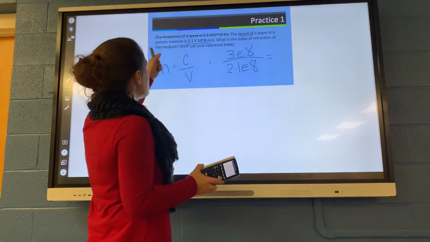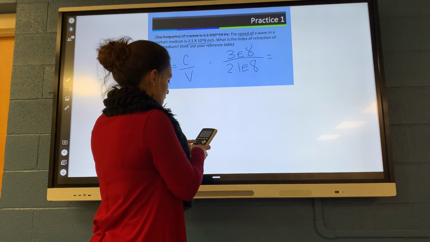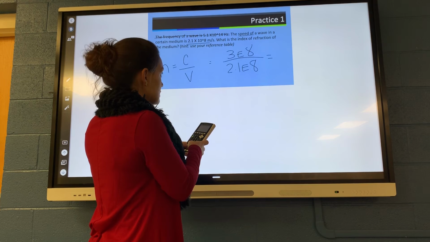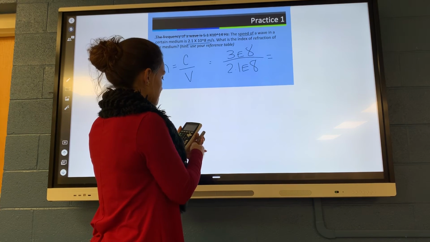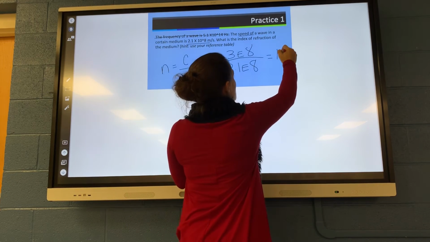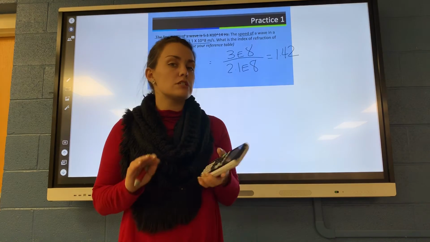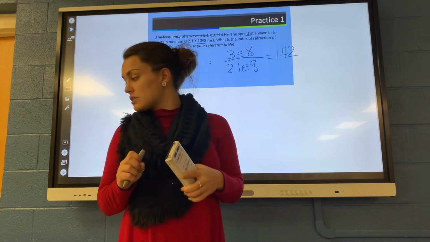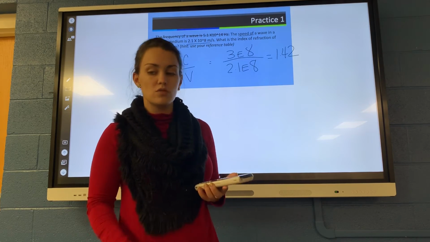So if you were to put this substance on the reference table and list its index of refraction, you would put 1.42. This does not have a unit. Index of refraction is something that does not have a unit. I know we said all numbers have units except index of refraction. There's no unit that goes with it.